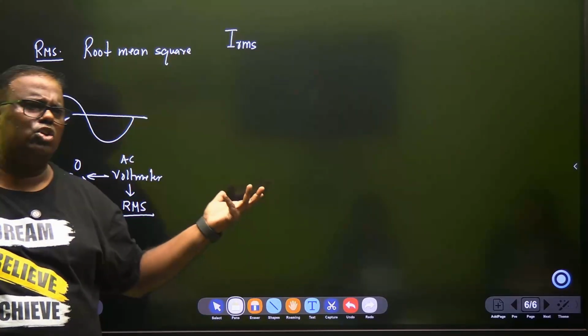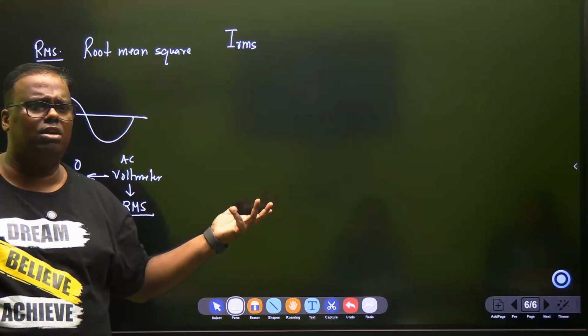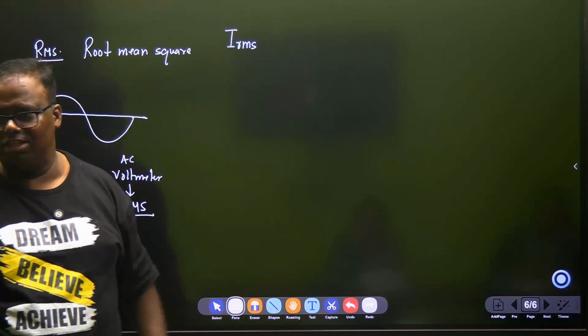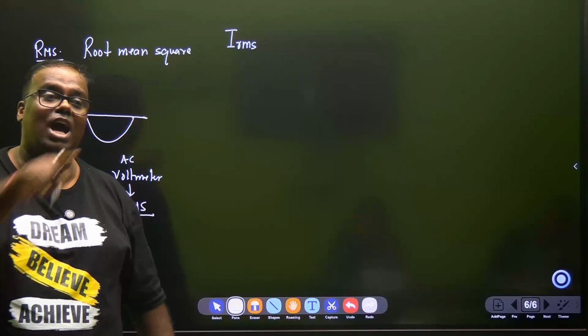My child got a shock of 220 volt. How do you say that? Voltage was going from 0 to peak to down. So the average shock that the child must have got is how much? 220. That is the RMS value.